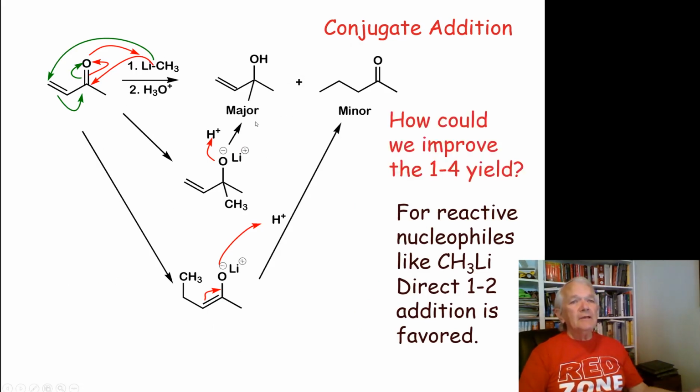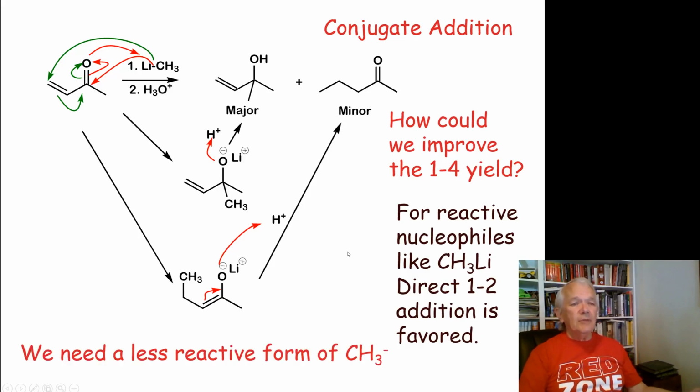Okay, so this will go back to the methyl lithium one where we have the major and minor product. And so the question is how could you improve the 1,4 yield? What if you really wanted the minor product instead of the major one? How could we make the methyl lithium do conjugate addition so we could get the thermodynamically more stable product? Well, the problem is, of course, that the methyl lithium is so reactive. And what we need to do is figure out a trick to make the methyl lithium less reactive. So we're looking for a less reactive form of methyl minus. Well, it turns out we already have one.